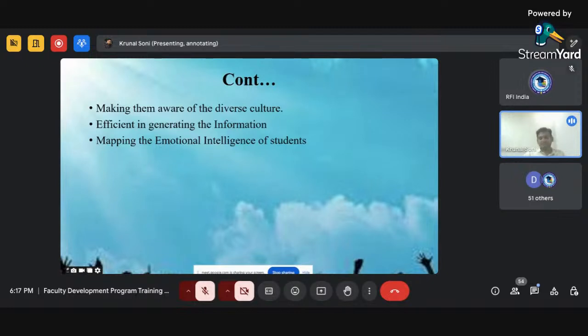Efficient in generating information. Obviously, if you read multiple books, then also you will not get the kind of information that you gain in the process of group discussion, right? You are getting knowledge from multiple people, so you don't have to read the books, right? You will get the opinion from the people. You just have to verify what you have heard. So that is the power of group discussion, right?